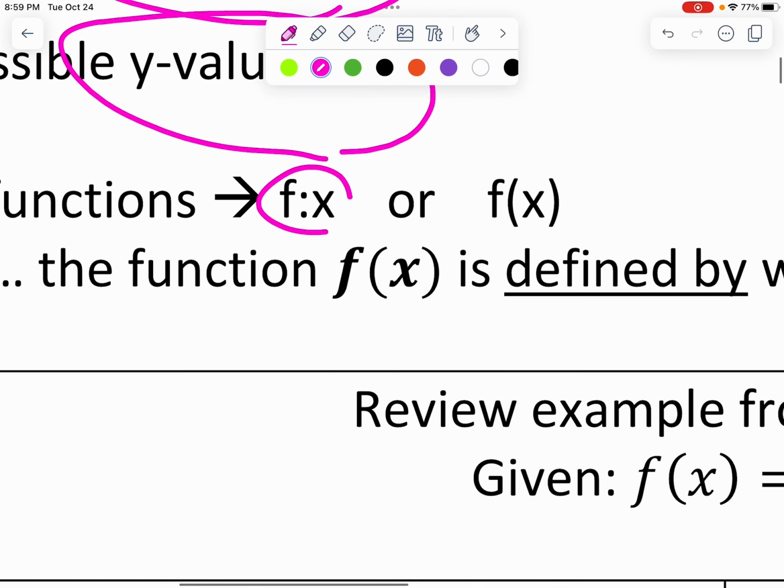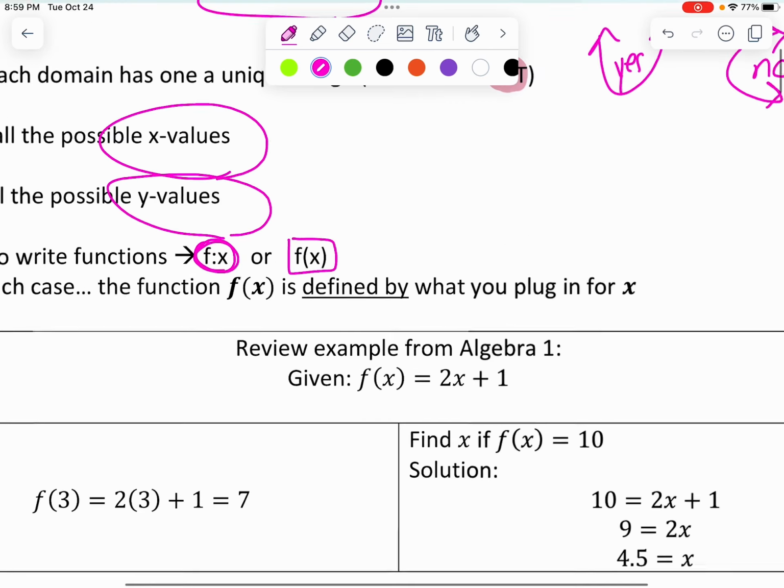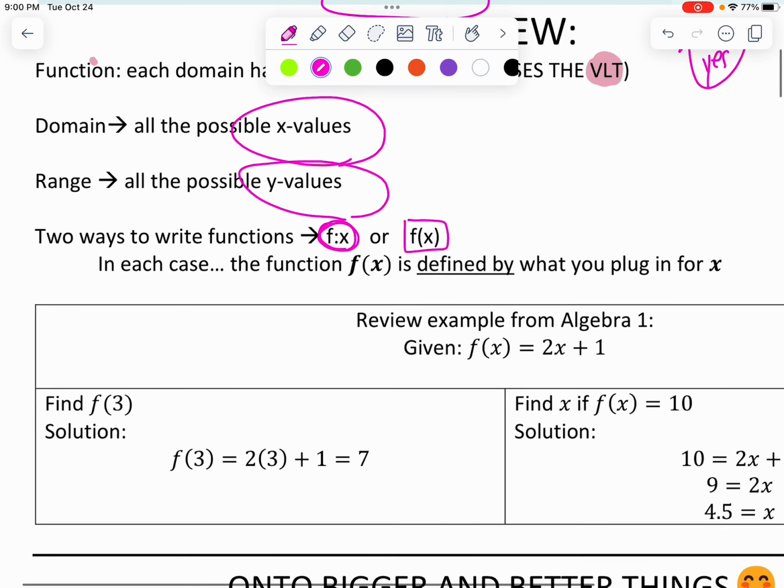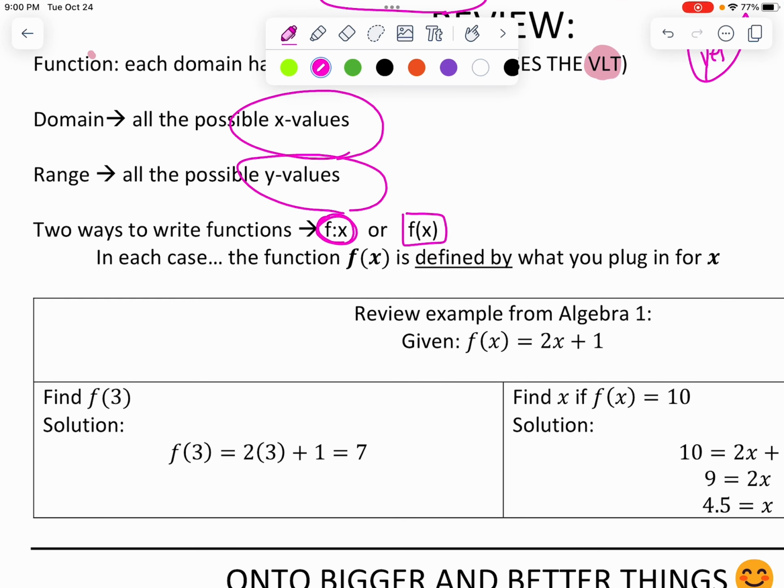This one's a little fancier, but they should be used to that. That says f of x, meaning I have a function based on x. In each case, the function f of x is defined by what you're plugging in for x.